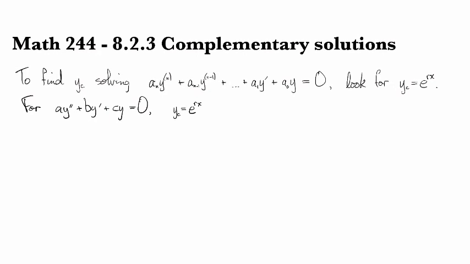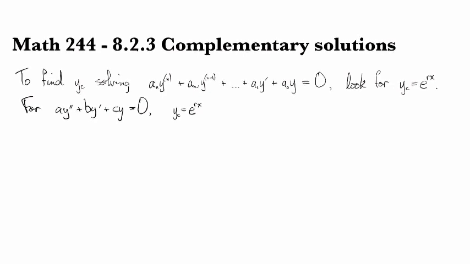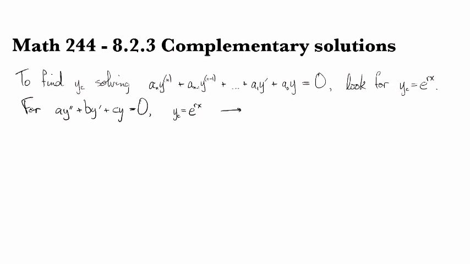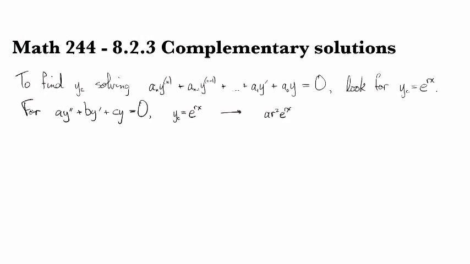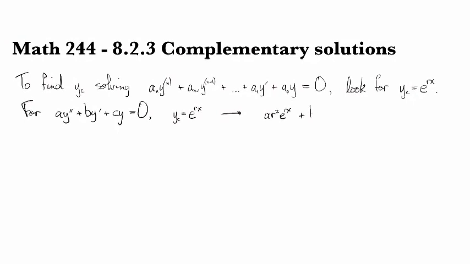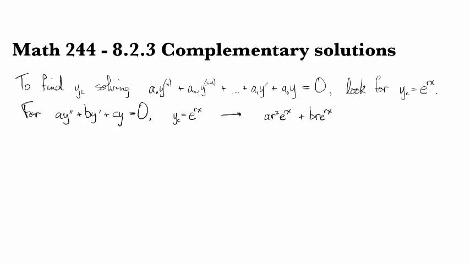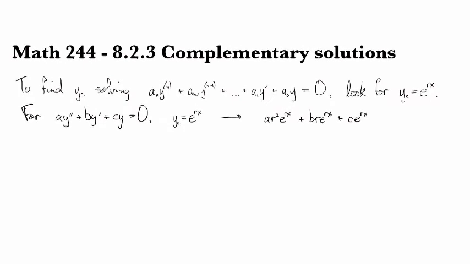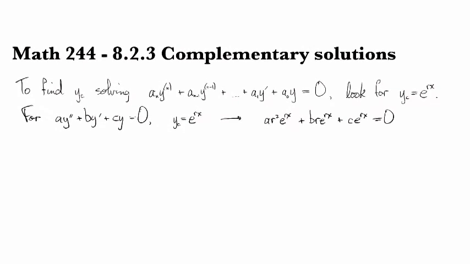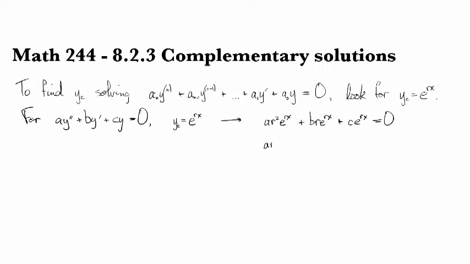making the guess that y has the form e to the rx for some r, and substituting it in, we'd get a r squared e to the rx from the double derivative, and then b r e to the rx from the single derivative, and then c e to the rx equals 0. And we can factor out the exponential part.